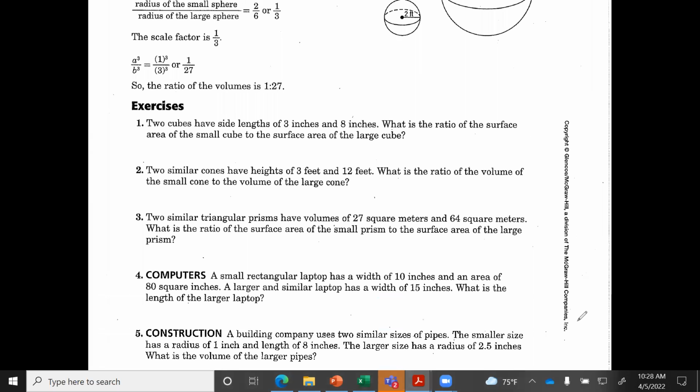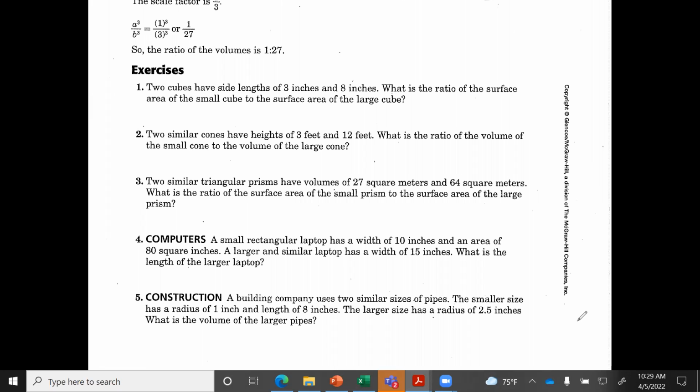Okay, on here. So now we can apply some of these ratios. So number 1, 2 cubes have the side lengths of 3 and 8. What's the ratio of the surface area of the small cube to the surface area of the large cube? Well, if the scale factor is 3 to 8, the ratio of the surface area they asked for is going to be what? What do we have to do to this? Squared. So we have to do 3 squared and 8 squared, which is 9 over 64.